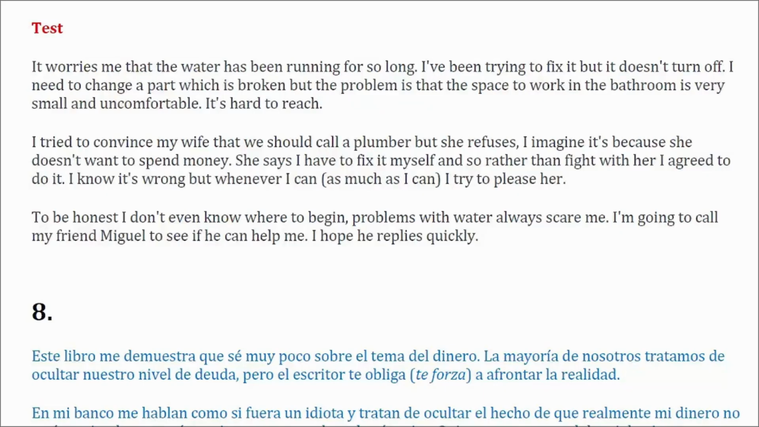Para ser honesto, ni siquiera sé dónde empezar. Los problemas con el agua siempre me asustan. Voy a llamar a mi amigo Miguel para ver si puede ayudarme. Espero que me responda rápido.